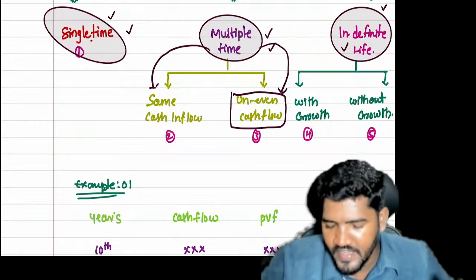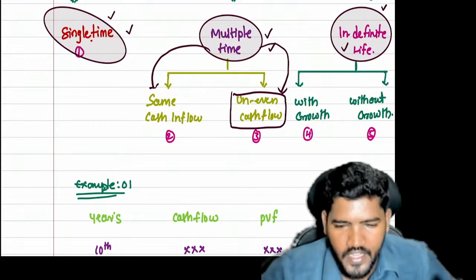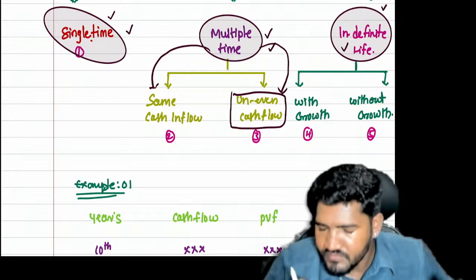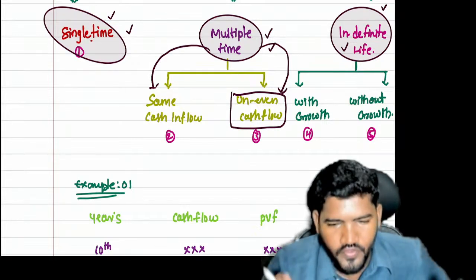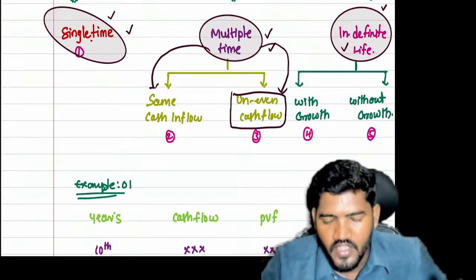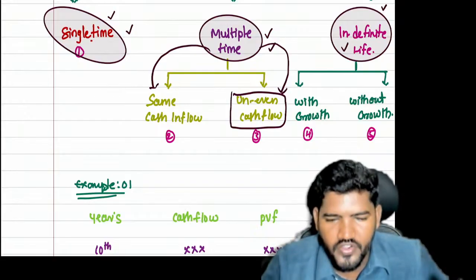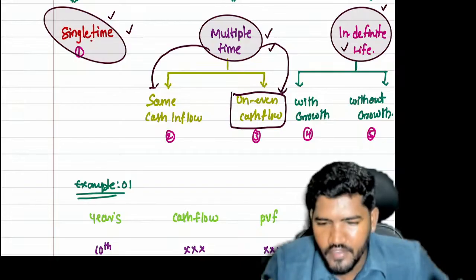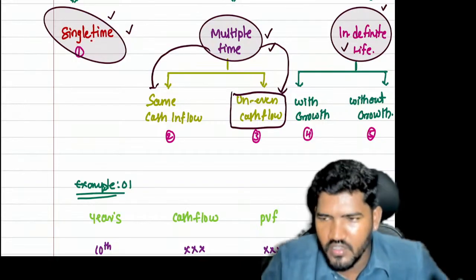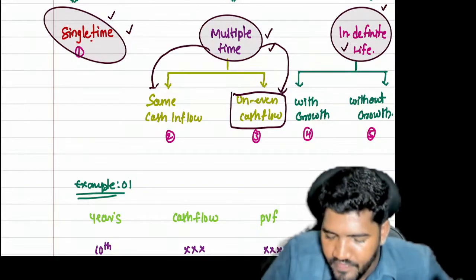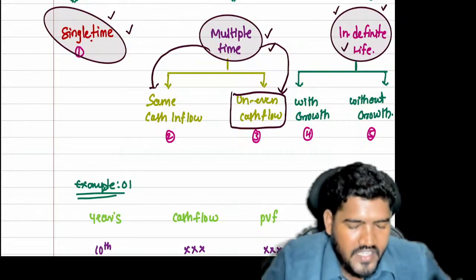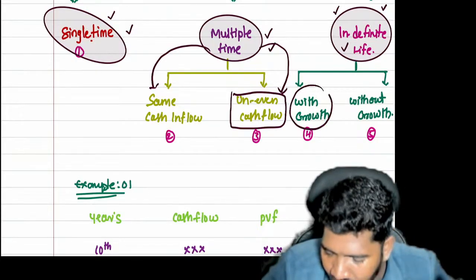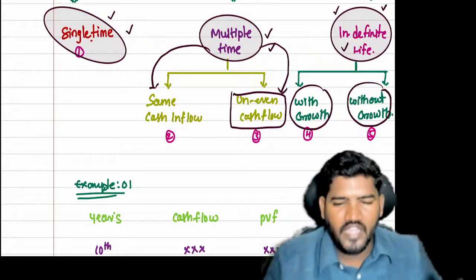In indefinite life also, same. Indefinite life means perpetual life or infinite life. If I invest 1 lakh rupees in an irredeemable debenture, as you already learned in chapter 5, irredeemable debentures mean you will not receive capital back; you will receive interest for perpetual life. That kind of cash flow is known as indefinite life cash inflows. Indefinite cash inflows can also be received with growth or without growth.